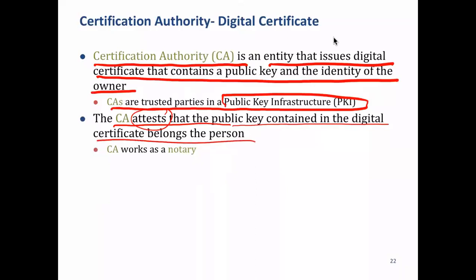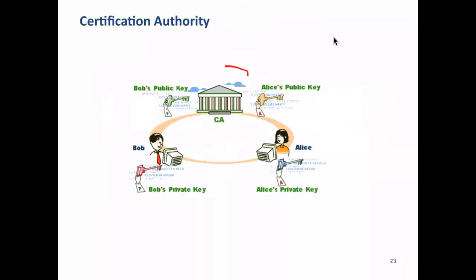Okay, so CA works as a notary. Like a notary, when we go to court, the notary will look at the certificates you carry and notarize them, right? Say, for example, the marriage certificates. Somebody will give, but before that, some other certificates you have to take to the notary, and the notary will notarize this. It will give a certificate. Okay, so we have a certification authority, which will certify Bob's public key and Alice's public key.